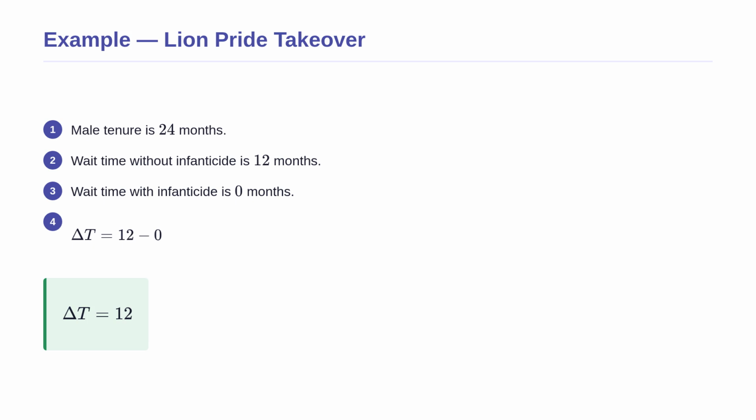We are asked to find the time saved. By subtracting 0 from 12, we find that eliminating the existing cubs saves him exactly 12 months. This is a massive advantage, as it prevents half of his short tenure from being completely wasted.